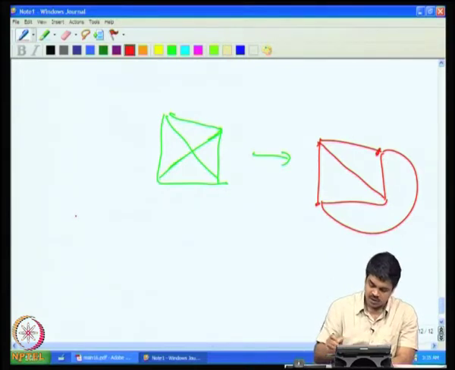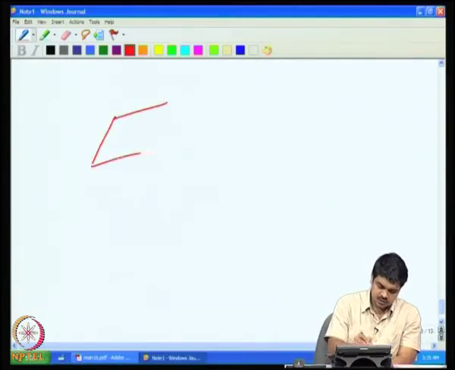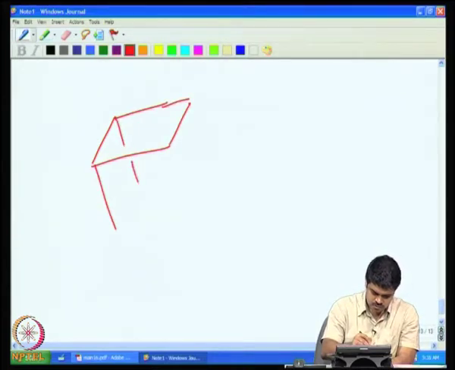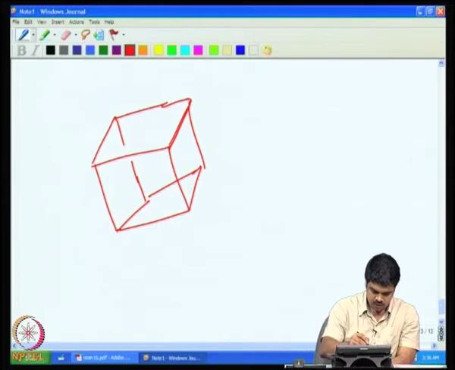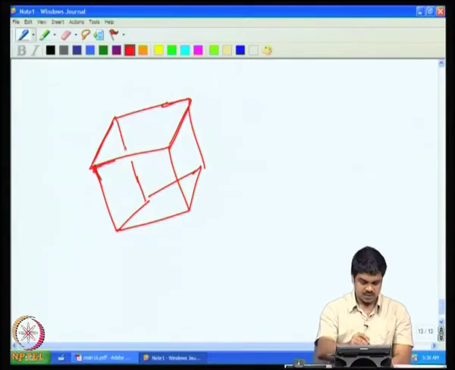This is a typical non-planar looking figure. Some kind of a cube, right. So the structure, the edges of a cube is drawn here. So, is it possible to draw it on a plane? Is it a planar graph?